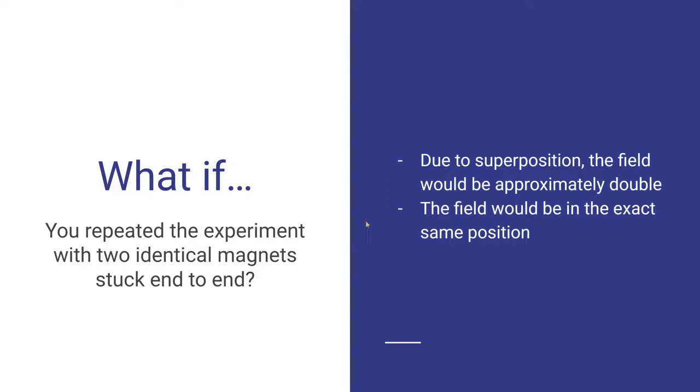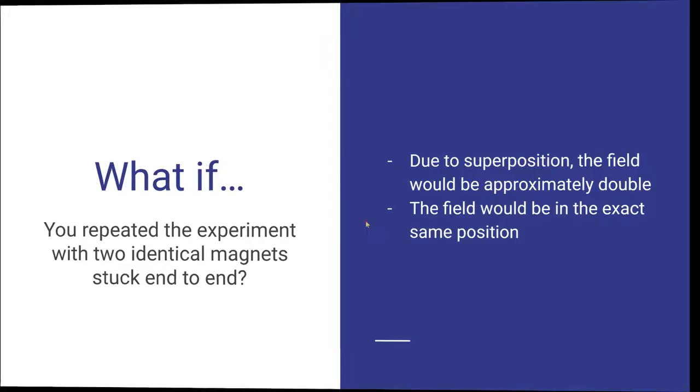And then if we repeated the experiment with two of the same magnets stuck together, due to superposition, the field would be approximately double, not exact because there is a slightly different observation vector, but it would be the same direction, especially for on-axis calculations.